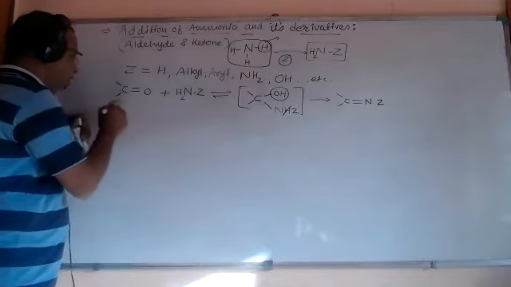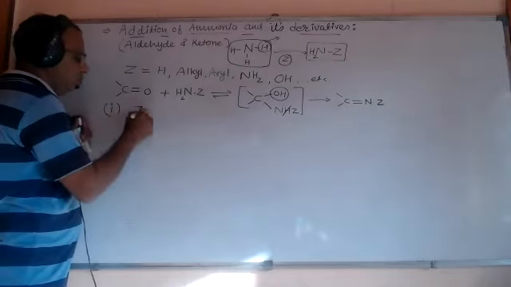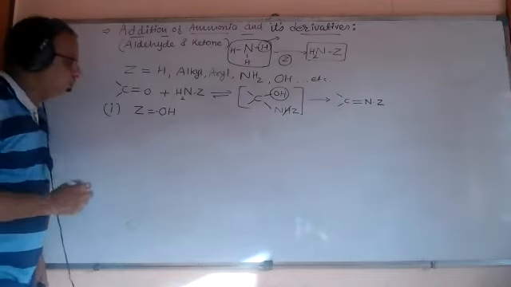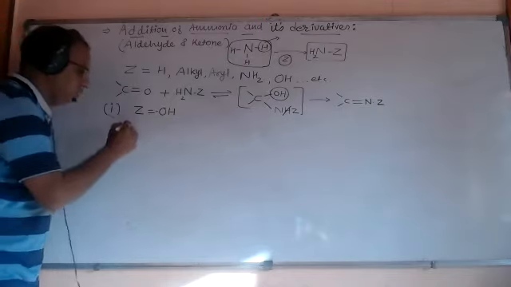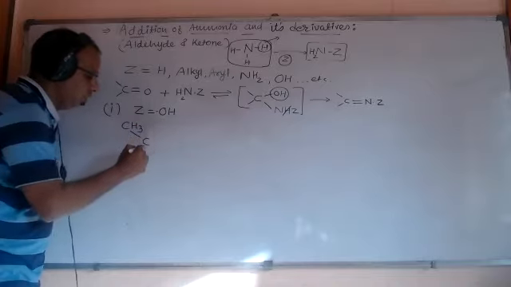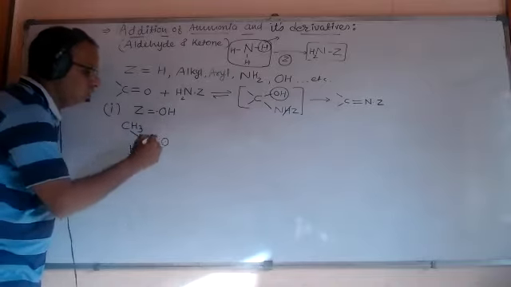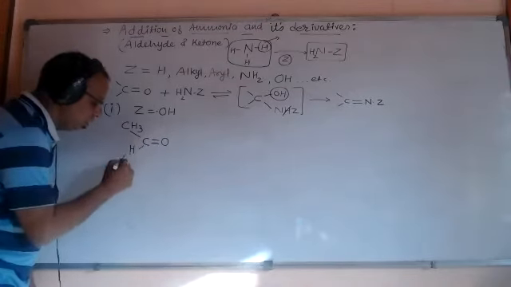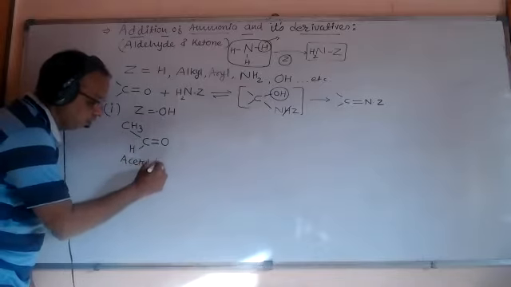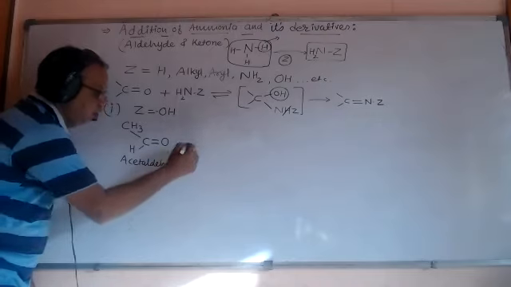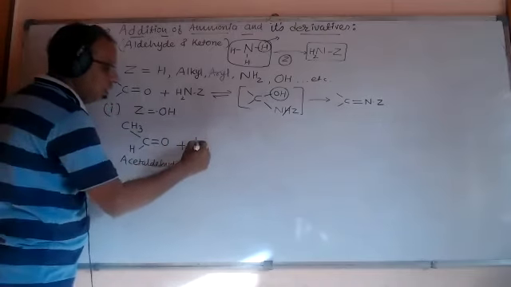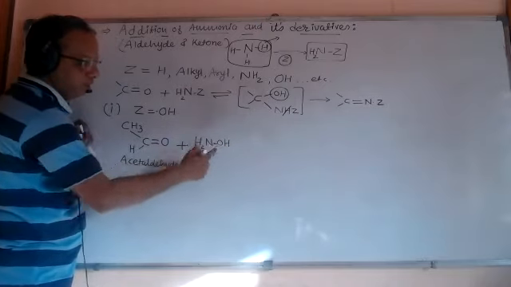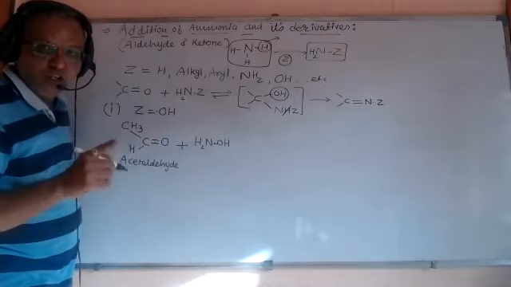So the first example I am considering here, Z is equal to OH, the hydroxyl group. So what is the reaction? We can consider CH3 CH, and this is a double bond to oxygen. This is acetaldehyde. When reacting with NH2 and OH, this OH is instead of Z. This is hydroxylamine.